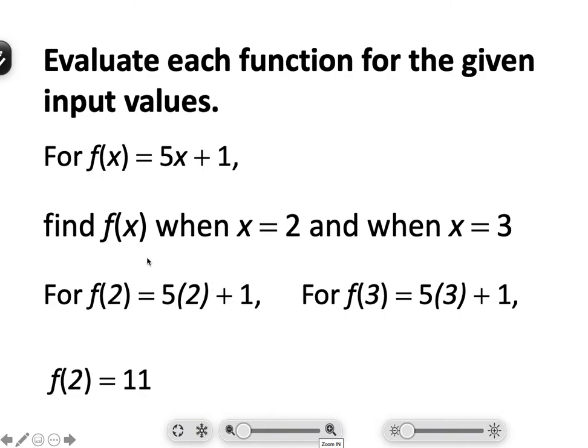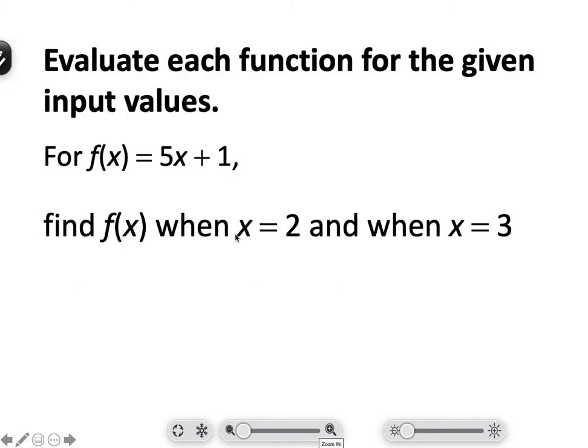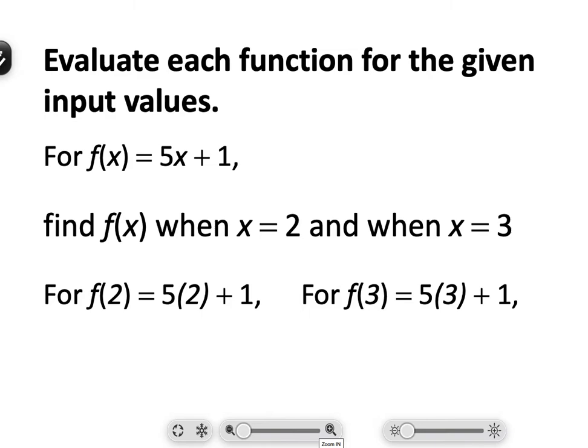So if you put in 2, you get out 11. And if you input 3, you get out 16. Any questions? You can do comments, you can message me. So we're going to see it look like this, and it's just a simple way of saying put 2 in for x, get an answer. Put 3 in for x, to the rule, get the answer. And this is just the notation to say you inputted 2, you get out 11. You input 3, you get out 16.